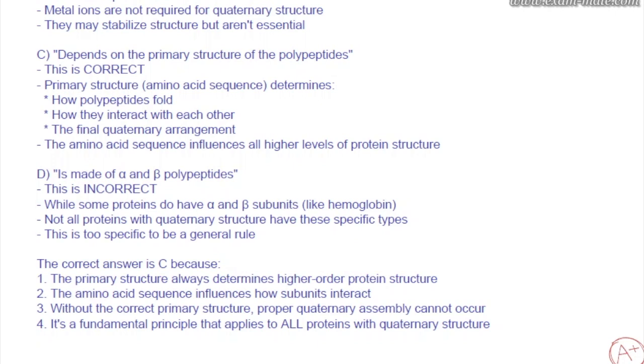The correct answer is C because 1. The primary structure always determines higher-order protein structure. 2. The amino acid sequence influences how subunits interact. 3. Without the correct primary structure, proper quaternary assembly cannot occur. 4. It's a fundamental principle that applies to all proteins with quaternary structure.